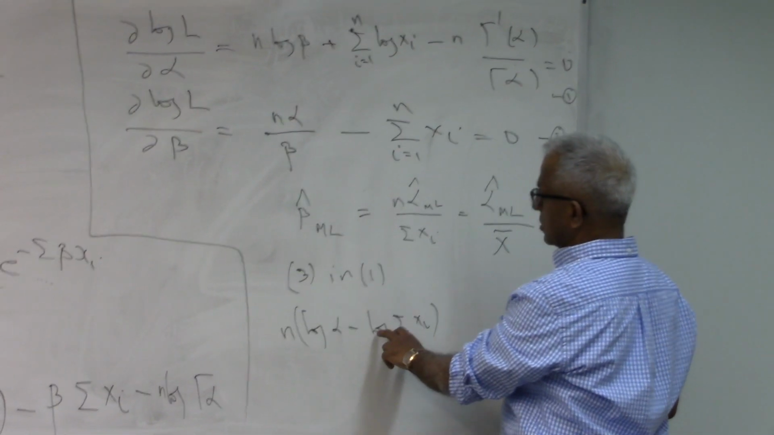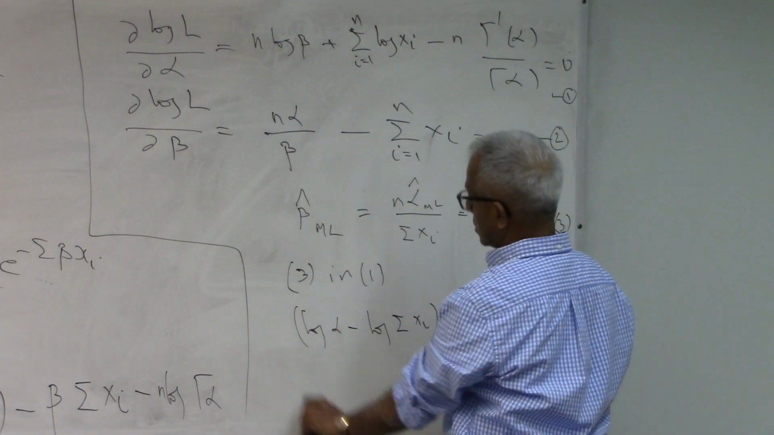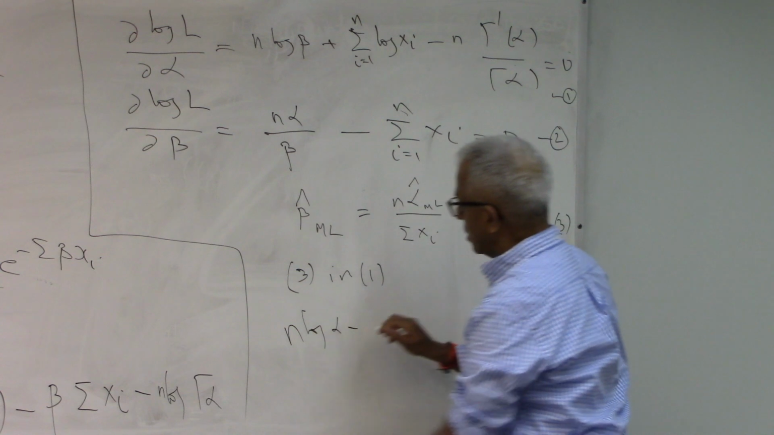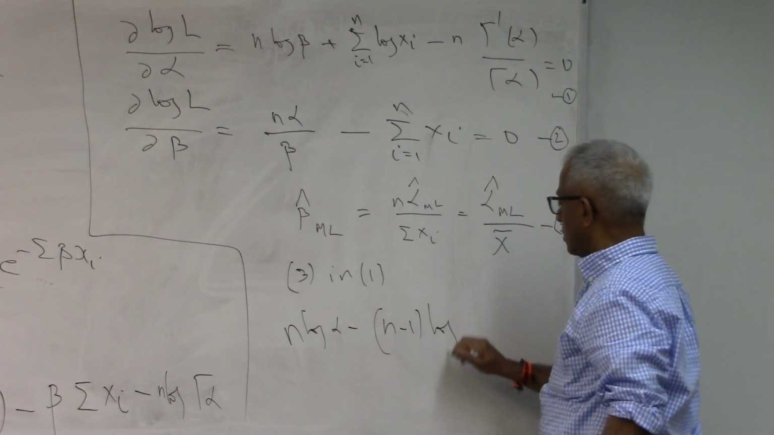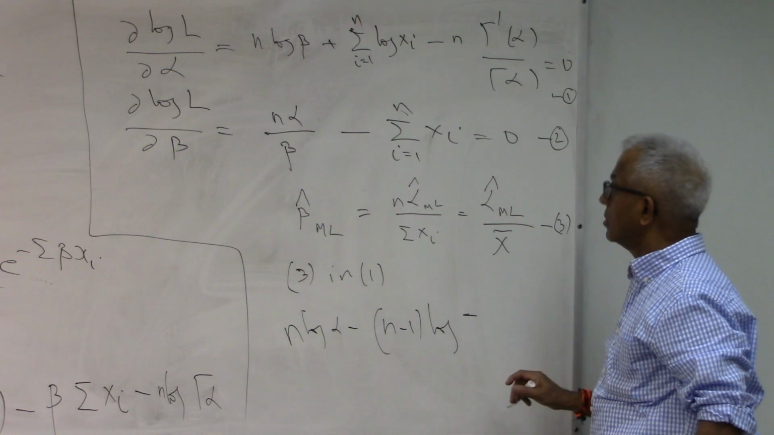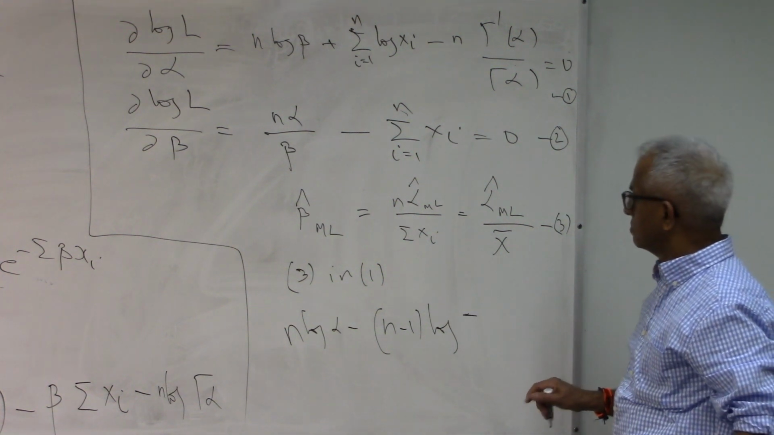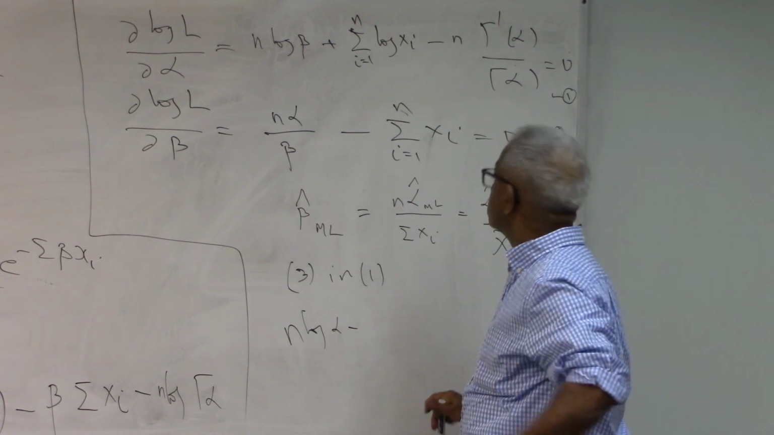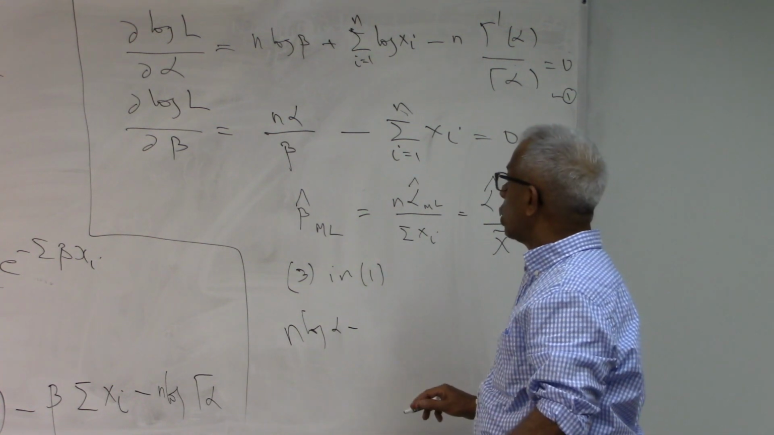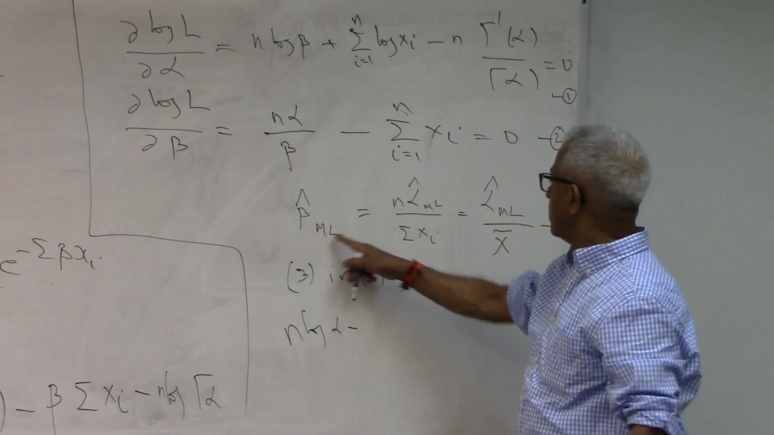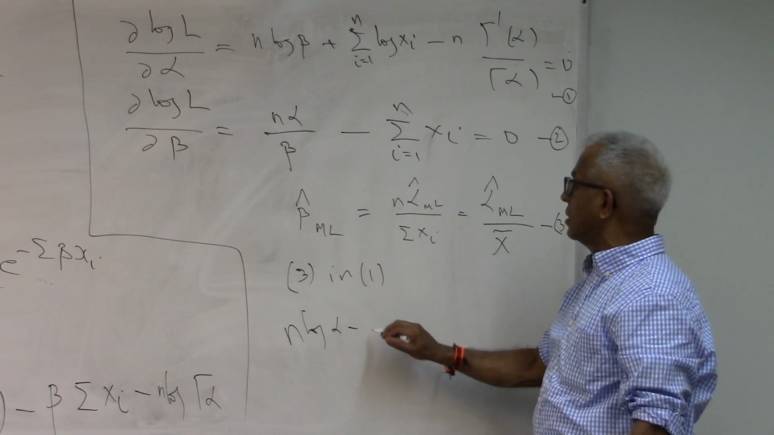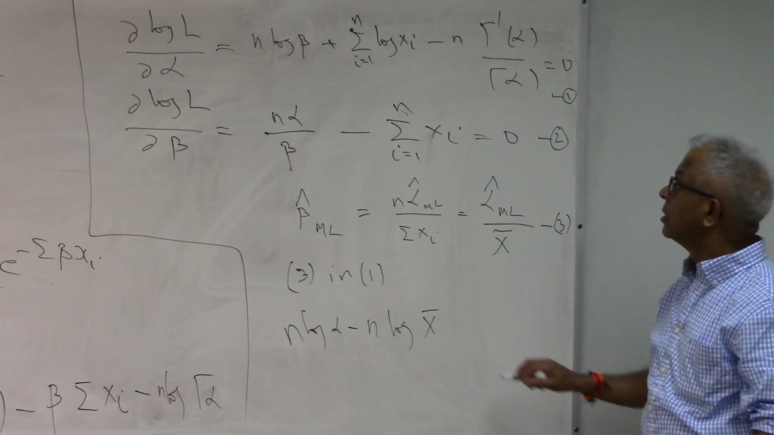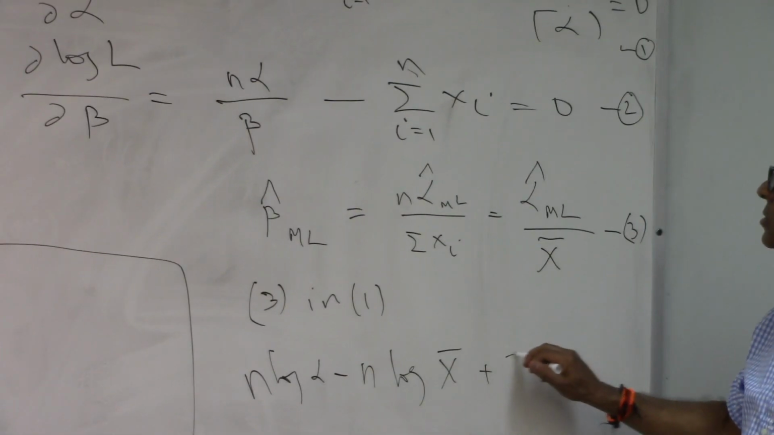So n log alpha minus n log xi. And here, this is becoming n log alpha minus (n minus 1) log... n log beta. Beta is this, so n log alpha minus n log x bar. I think that's all you can do. Plus the sum of log xi.